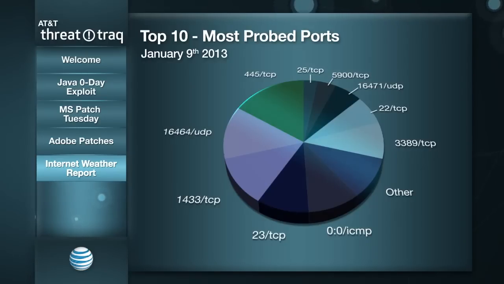1433 TCP, Microsoft SQL Server, we've talked about a lot before. There are various vulnerabilities for that. 23 TCP Telnet, 3389 TCP Remote Desktop Protocol, 22 TCP SSH, and 5900 TCP VNC, all of which we mentioned on the first slide.